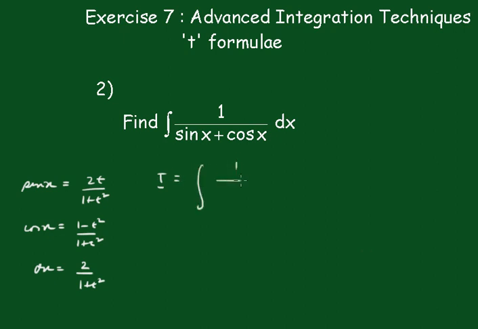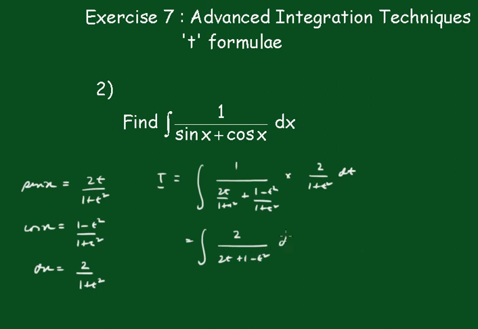So our integral becomes 1 over 2t over 1 plus t squared plus 1 minus t squared over 1 plus t squared, times 2 over 1 plus t squared dt. Now all these will cancel out down the bottom, so you just get 2 over 2t plus 1 minus t squared.